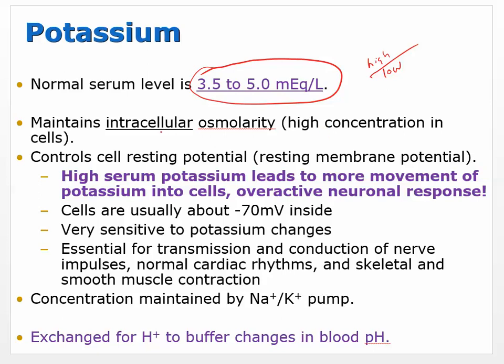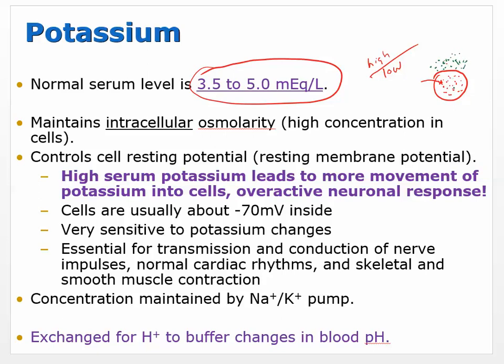So potassium in general maintains intracellular osmolality. So remember, or osmolarity. Osmolality is just an actual number. Osmolarity is more of a concept, so I kind of use those interchangeably. So milliosmoles per liter. But normally potassium is inside the cell and sodium is on the outside of the cell. And so that's, in general, we have a good homeostasis and everything works properly.